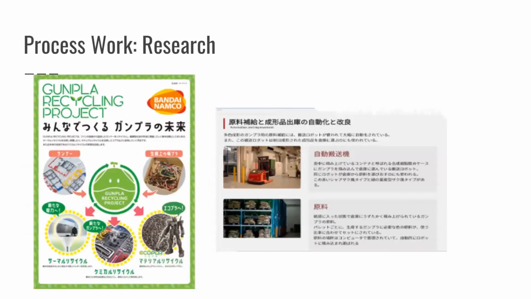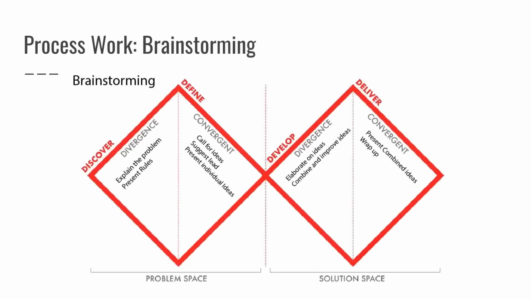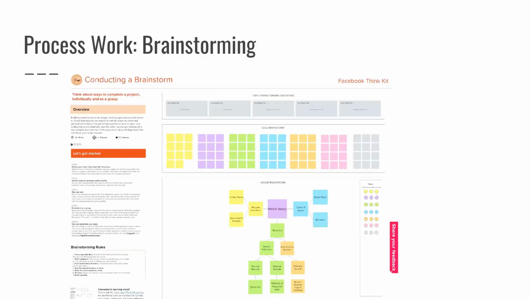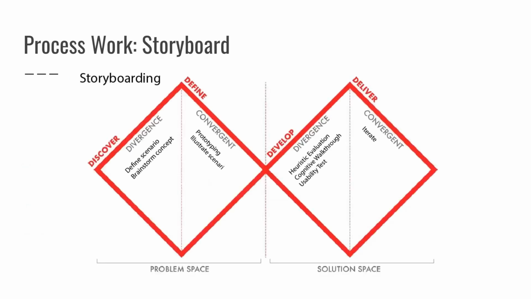So this is my process work. I researched how the models are made and how they can be recycled. This is my brainstorming double diamond from the third week. This is my brainstorming, and this is the double diamond for the storyboard and the storyboard template.